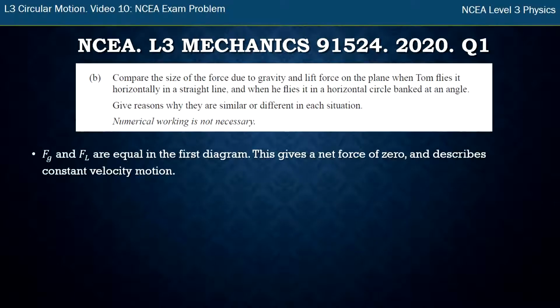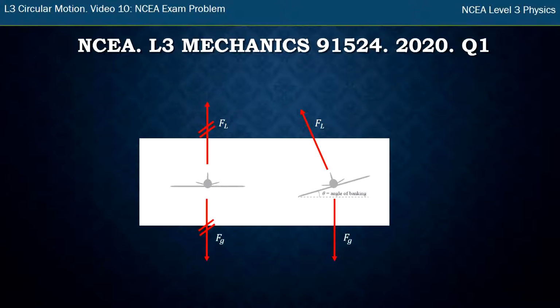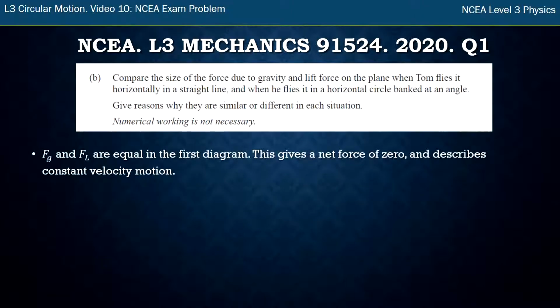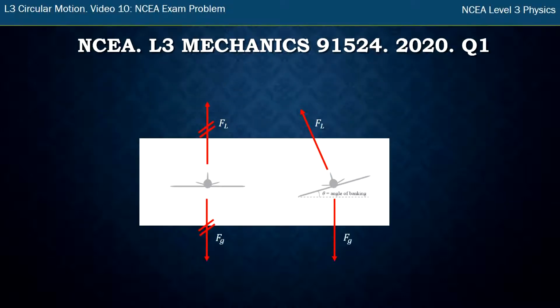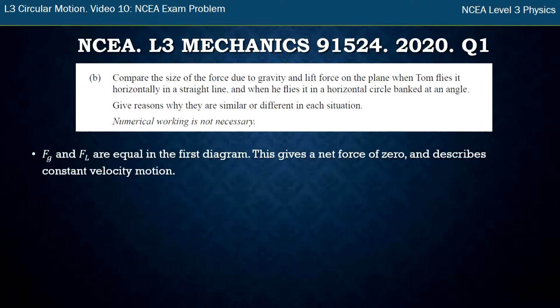So in the first diagram, which I had before, the diagram on the left, I'm just describing what I saw. And what I saw is that the gravity force and lift force are equal. This gives a net force of 0 and describes constant velocity motion. So I've done my best to describe that they're equal and what that means when they're equal. When forces are equal and balanced, it means things are not accelerating.